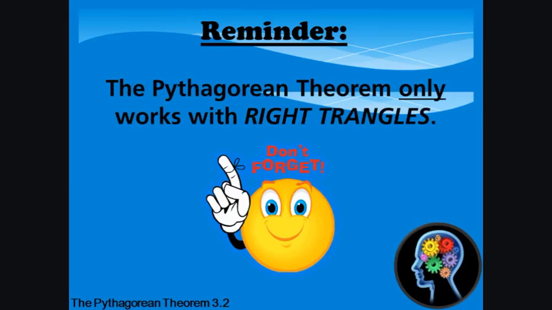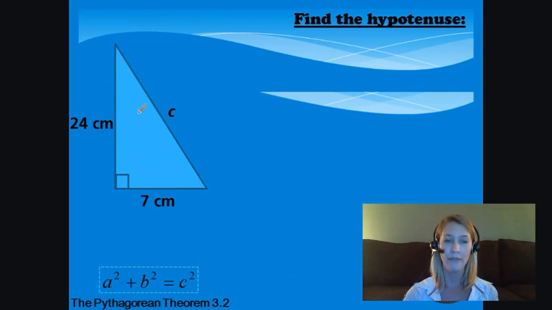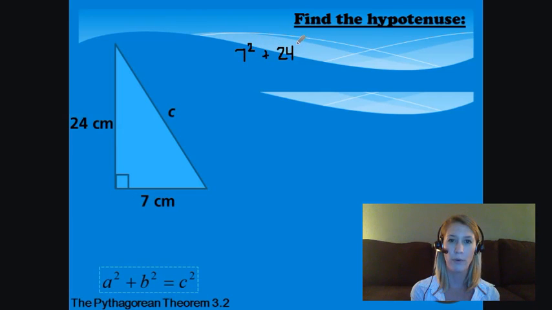So let's go ahead and get started and take a look at an example. In this example, here we have a right triangle, and we're provided a length of two legs. We have 7 centimeters and 24 centimeters, and we're asked to find the hypotenuse, which is C. So we're going to evaluate our variables, A and B, with the lengths that were provided. So here we have 7 squared, 7 for A, plus 24 squared, 24 for B, is equal to C squared.